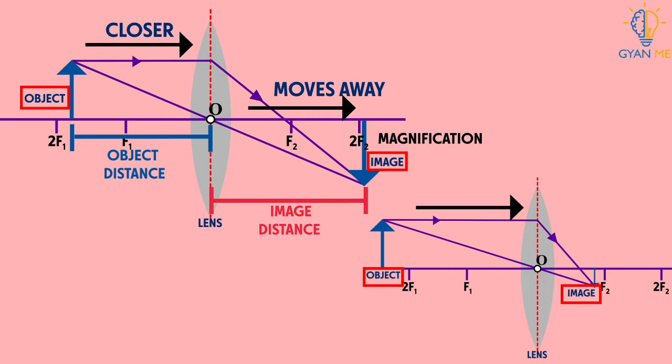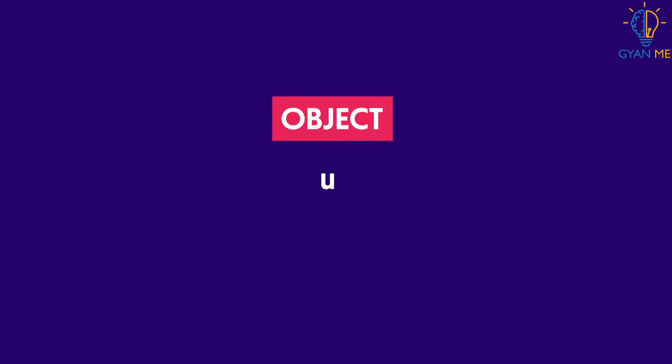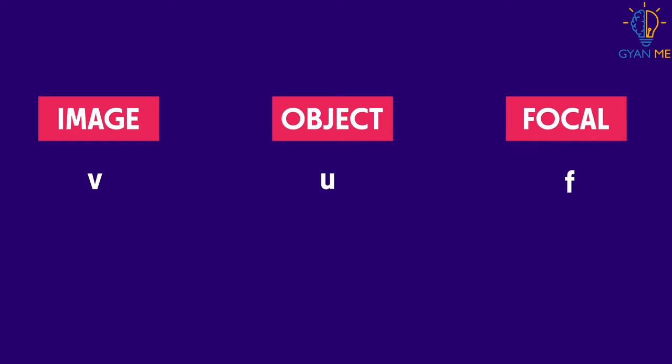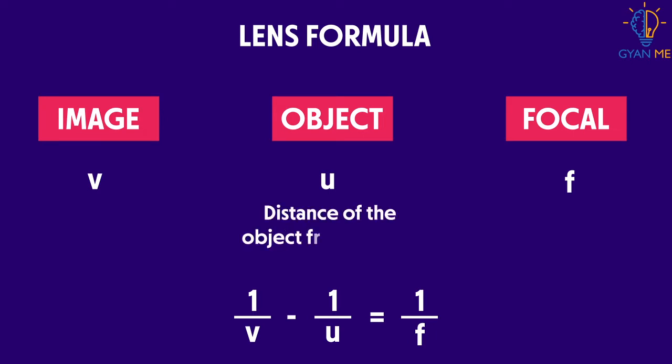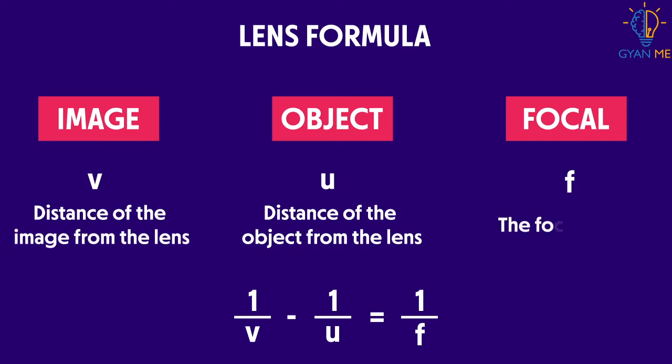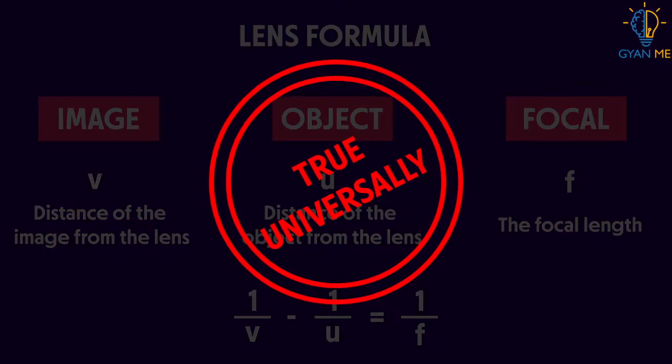Today, we will learn about one such formula showing the relationship between object distance u, image distance v, and focal length f of the lens, called the lens formula. It is represented as 1 upon v minus 1 upon u equals 1 upon f, where u is the distance of the object from the lens, v is the distance of the image from the lens, and f is its focal length. This lens formula is universally true for any spherical lens and objects placed at any position.